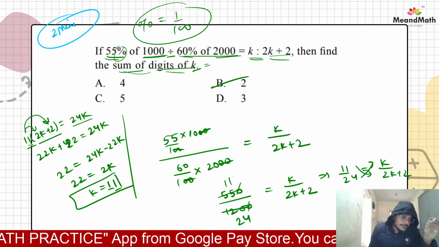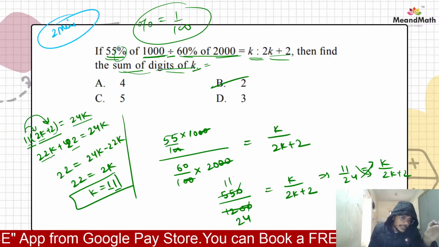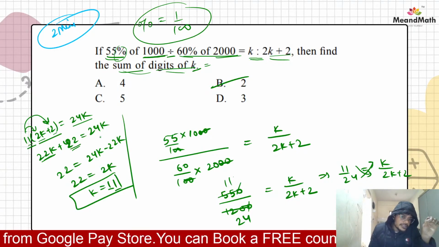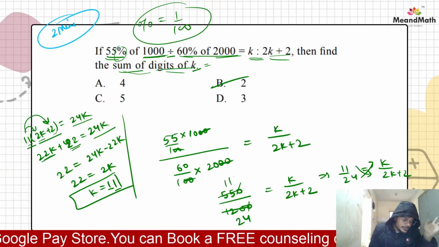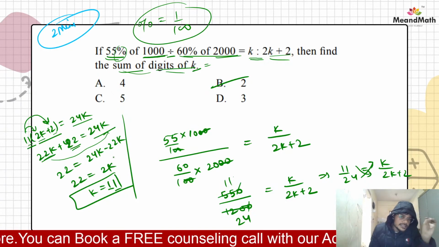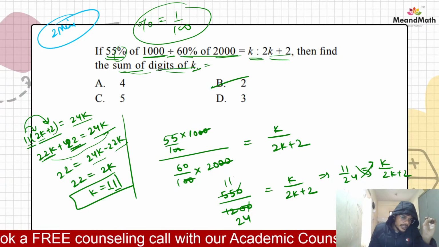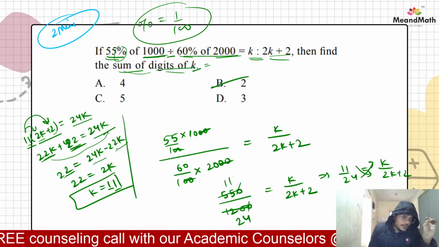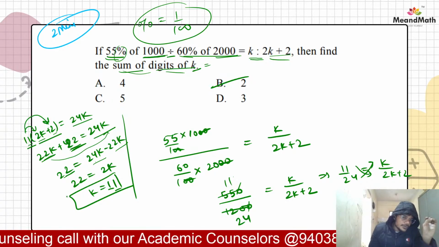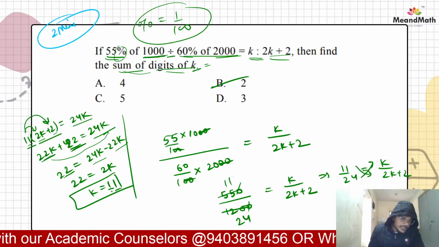That means you have to multiply 11 with 2k and then 11 with 2, then you will end up with 22k plus 22 is equal to 24k. Now use the transposition property: put 22 here and change its sign, that is 24k minus 22k, now this is 22 here, so 24 minus 22, that is 2k. Now you can divide both sides by 2 and you will end up with the k value, which is 11.